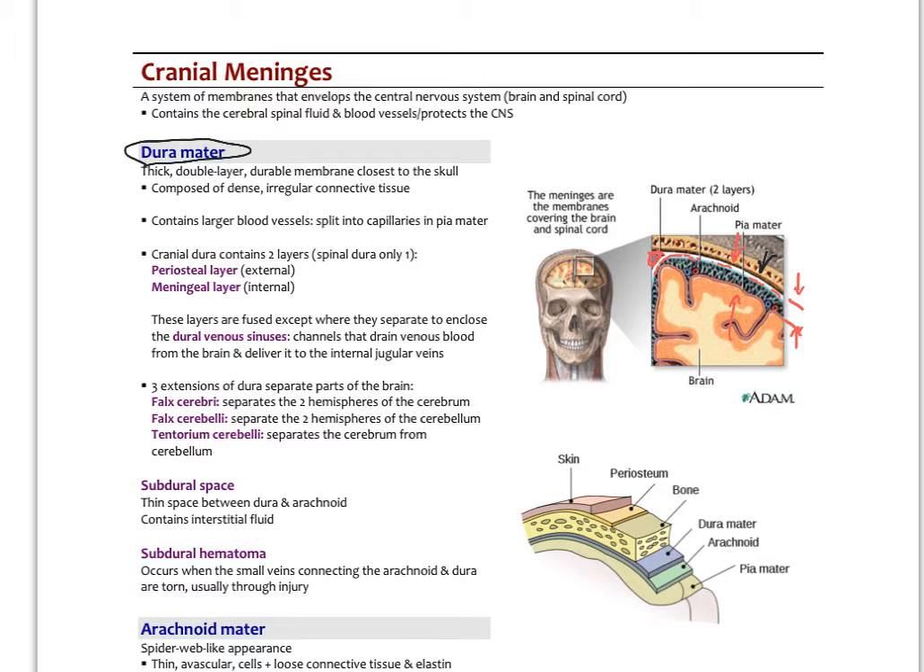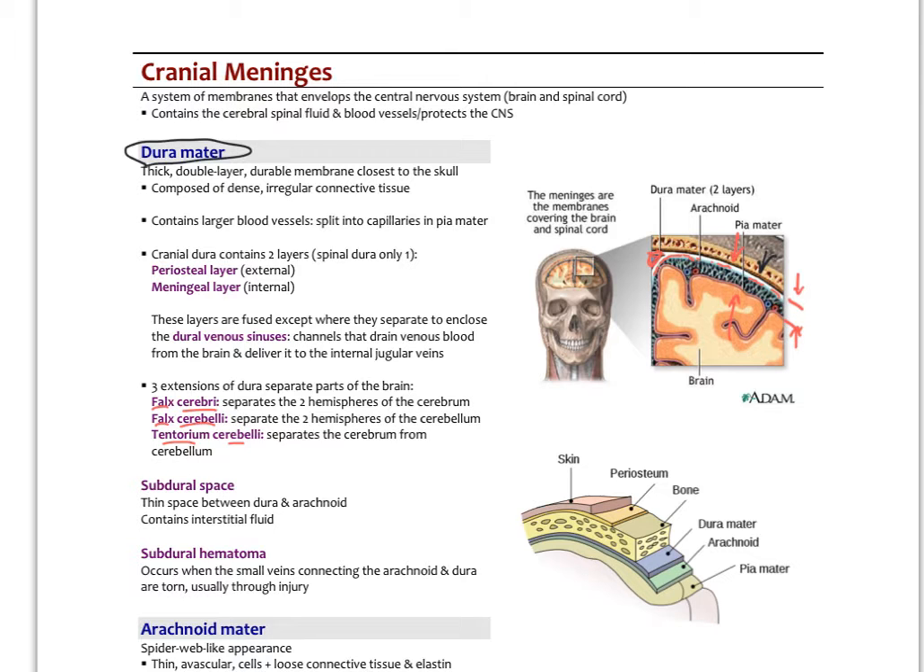There are three extensions of dura that actually separate parts of the brain, and we'll look at these in more detail. So the falx cerebri separates the two hemispheres of the cerebrum, the outer portion of the brain. The falx cerebelli separates the cerebellum into two hemispheres, and then what's called the tentorium cerebelli separates the cerebrum from the cerebellum. So we're going to see in neurology some disorders are labeled as supratentorial, others are subtentorial. Supratentorial means it's above the tentorium. In other words, it's probably in the cerebrum, versus subtentorial is going to be in the cerebellum or maybe brainstem.